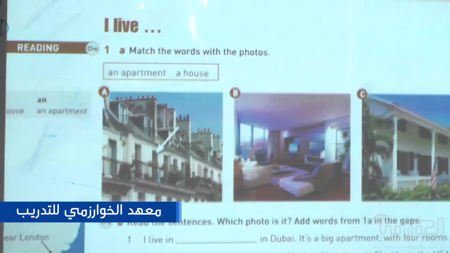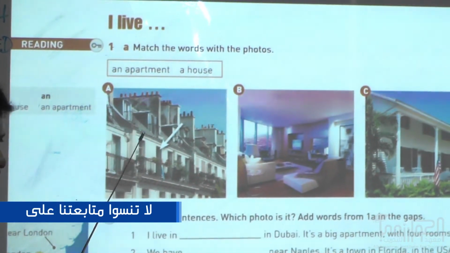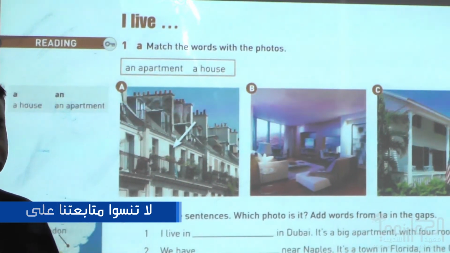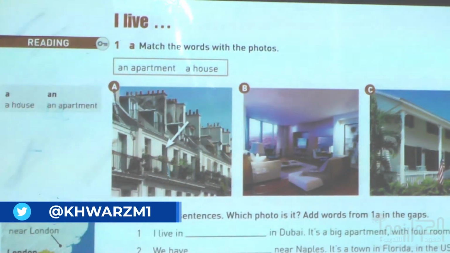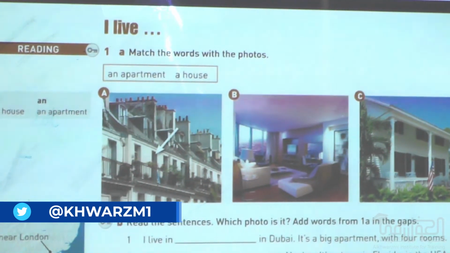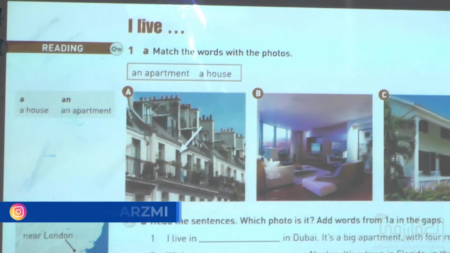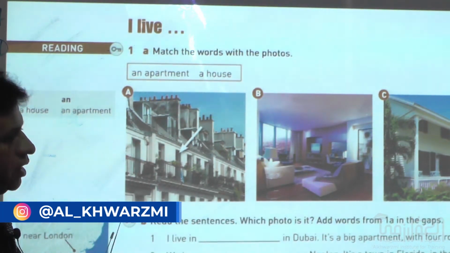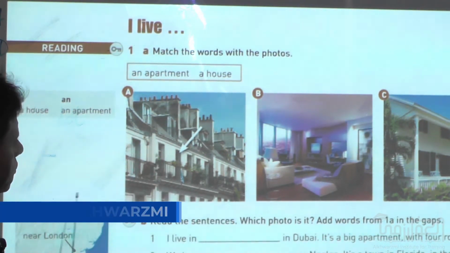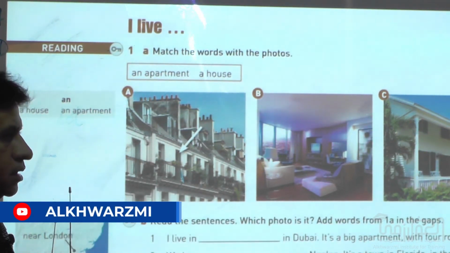Now, here the topic is "I live." Like I live in Saudi Arabia, I live in Jeddah. You can describe the countries as well as the places that you live in, the cities. Now we have these 3 photographs over here, and we will be talking about an apartment or a house. Okay, so just look at these 3.